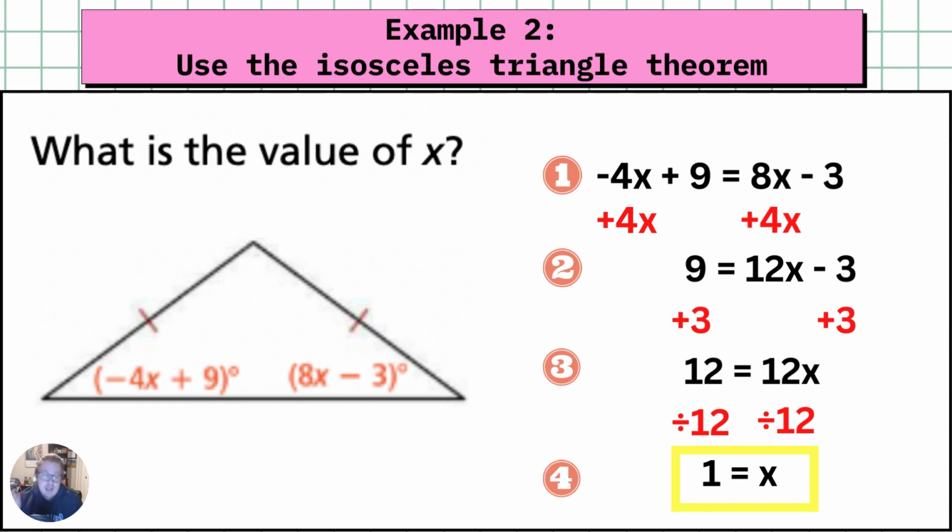All right, yes, x is equal to 1 in this case. So sometimes the question asks you what's the value of x. Other times it's going to ask you for the value of the angle. So be careful. Make sure you always check. What is the question asking you?